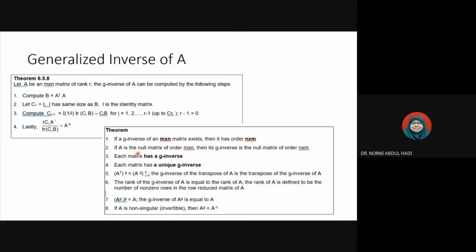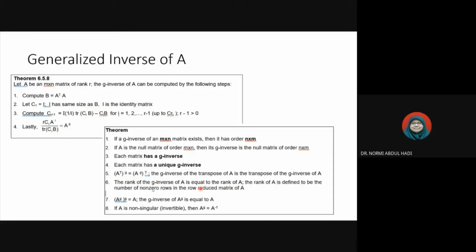If A is a null matrix of order m by n, its G inverse is the null matrix of order n by m. Each matrix has a G inverse. Each matrix has a unique G inverse, unlike the C inverse, which is not unique. A transpose G equals AG transpose. The rank of the G inverse of A is equal to the rank of A.